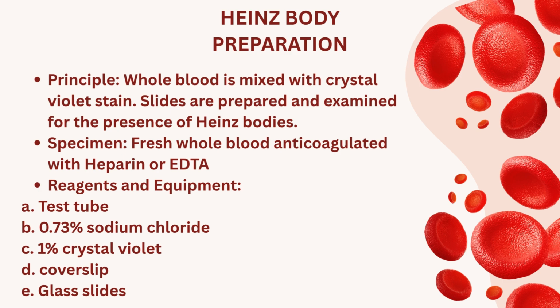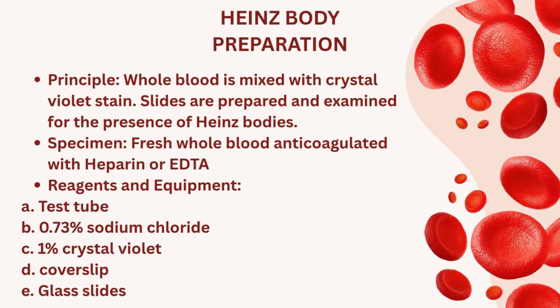Now, the principle for this test: whole blood is mixed with crystal violet stain. Slides are prepared and examined for the presence of Heinz bodies. Now, the specimen to be used is fresh whole blood anticoagulated with either heparin or EDTA. Now, the reagents and equipment used are listed on the screen.